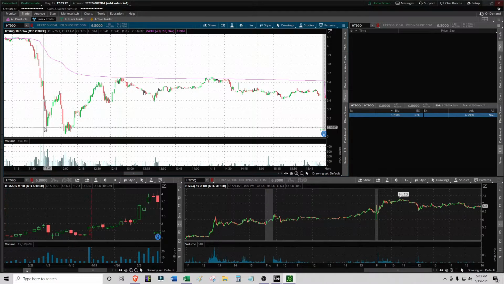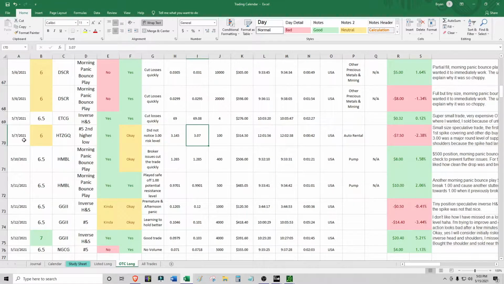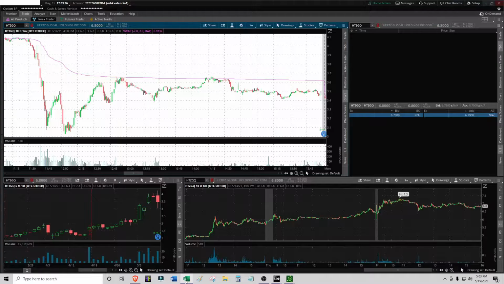This would have been inverse head and shoulders. Shoulder, head, shoulder. And I think that I missed this one just by being too scared. I could be wrong. Again, if you look back at my video on May the 7th, I'll go over it in detail. But this was the inverse head and shoulder. Shoulder, head, shoulder, an uptrending inverse head and shoulder, so there's better possibility.